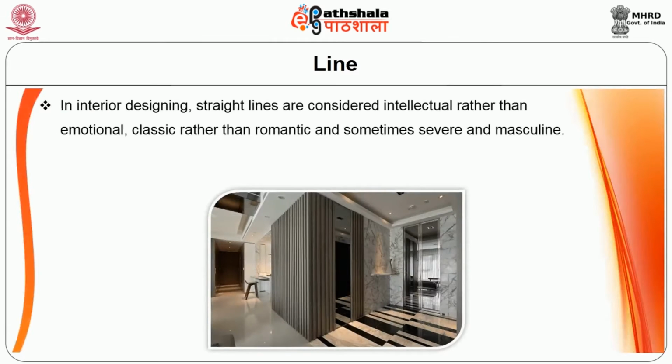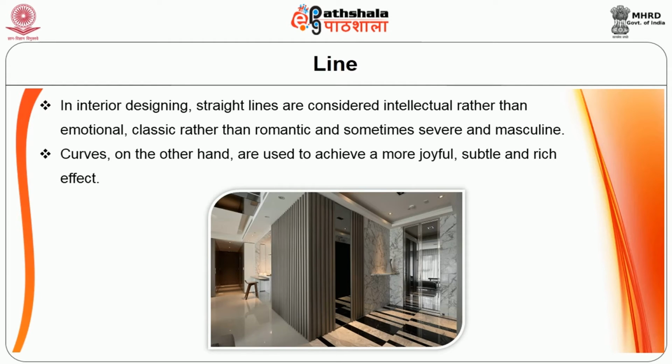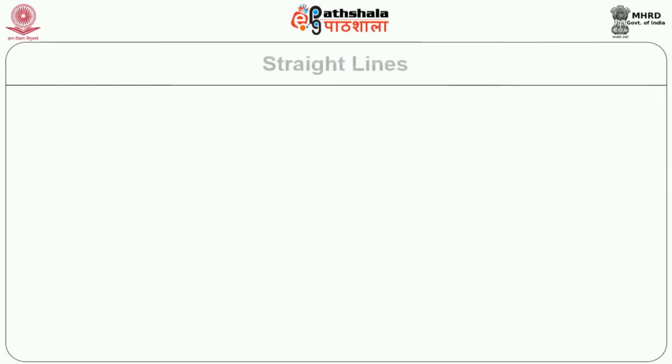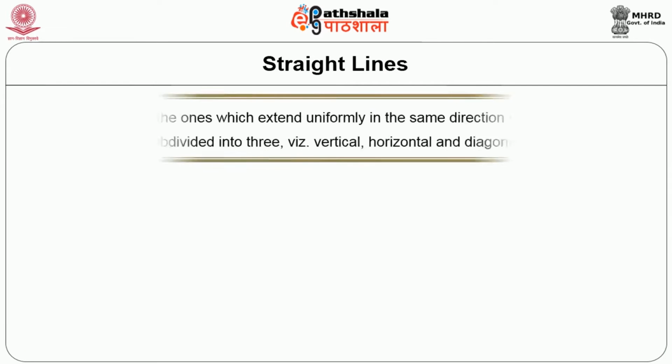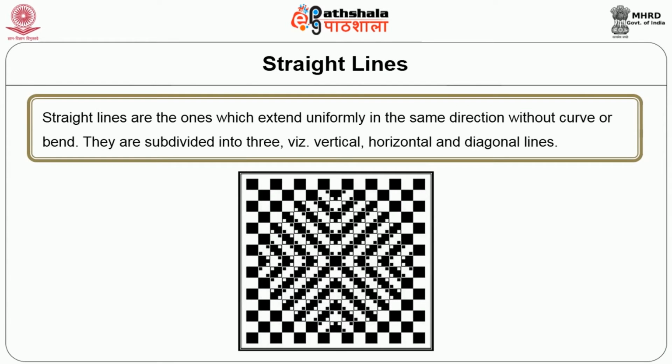In interior designing, straight lines are considered intellectual rather than emotional, classic rather than romantic, and sometimes severe and masculine. Curves, on the other hand, are used to achieve a more joyful, subtle and rich effect. Now we look into the first one, the straight line. Straight lines are the ones which extend uniformly in the same direction without a curve or a bend. They are subdivided into three: vertical, horizontal and diagonal lines.